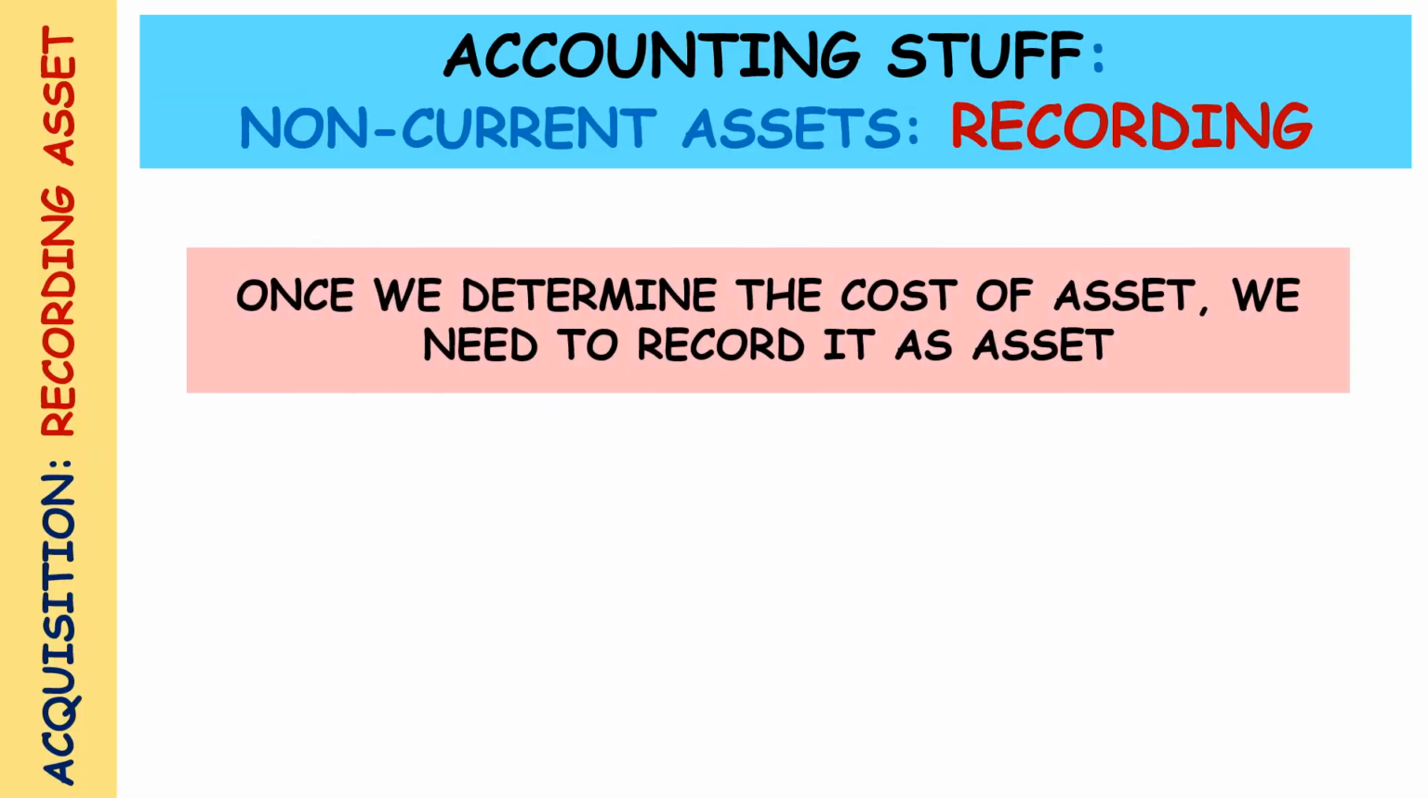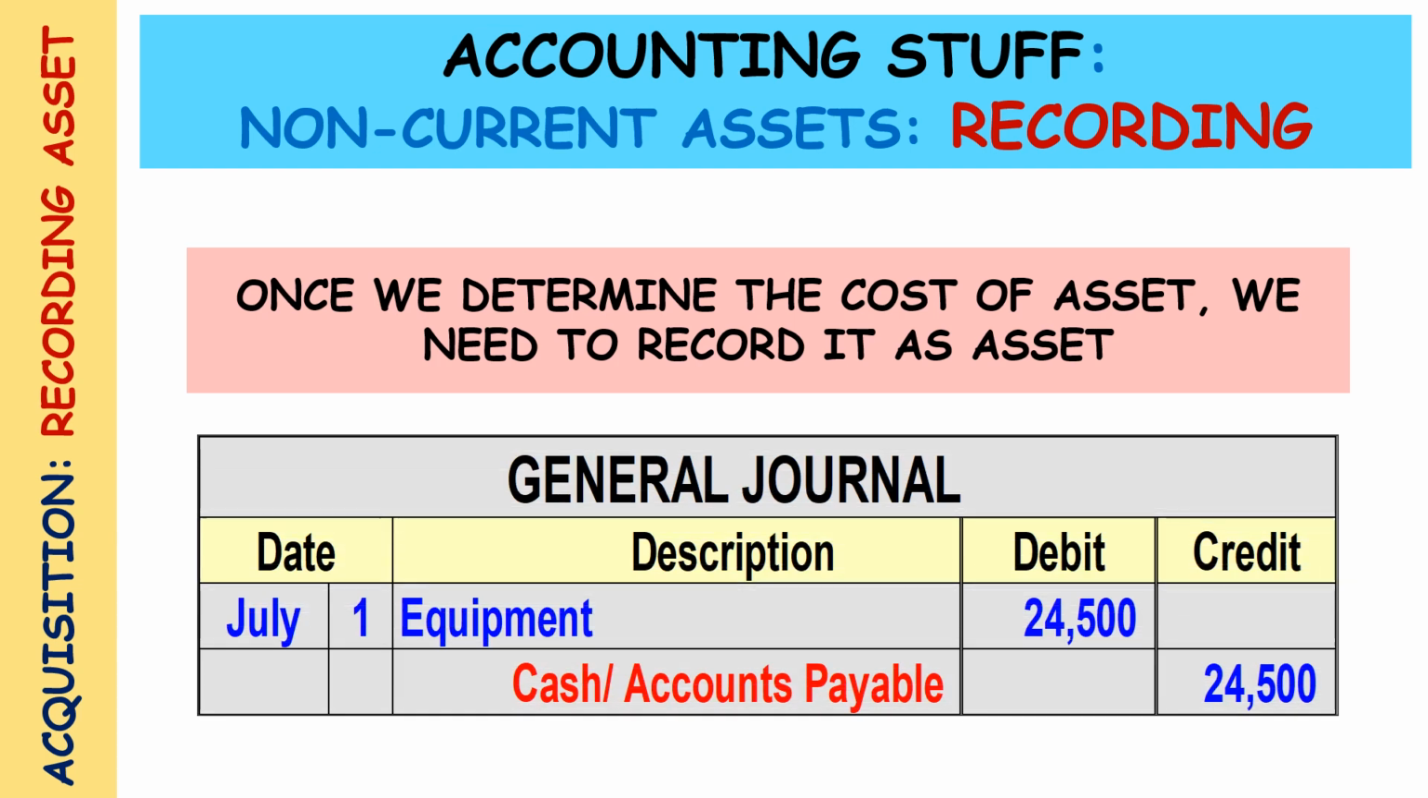So once we determine the cost of the asset, we need to record it as an asset. So recording is to debit the asset account, whatever that you have purchased, property, plant and equipment. So it could be land and building, it could be land improvement, could be equipment, for example. In this case, equipment would be debited. Either cash or accounts payable will be credited depending on the type of transaction. So an asset account is debited and a cash account or accounts payable will be credited. That's how we record it.